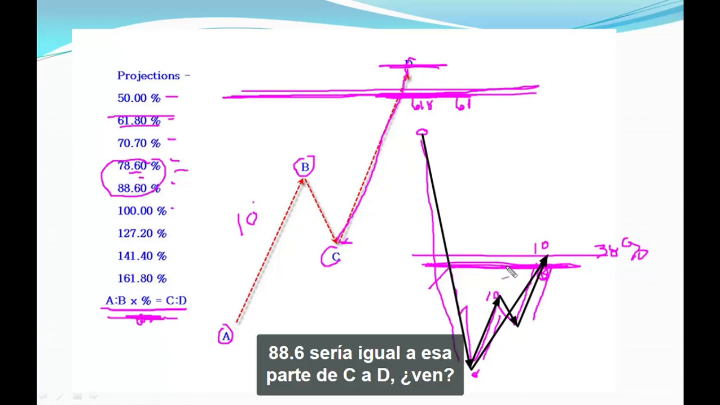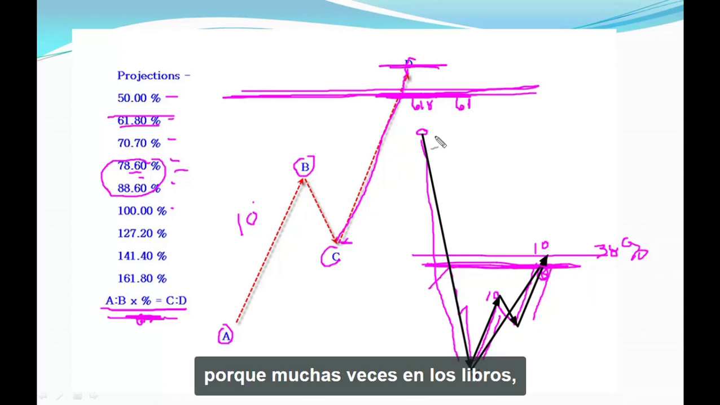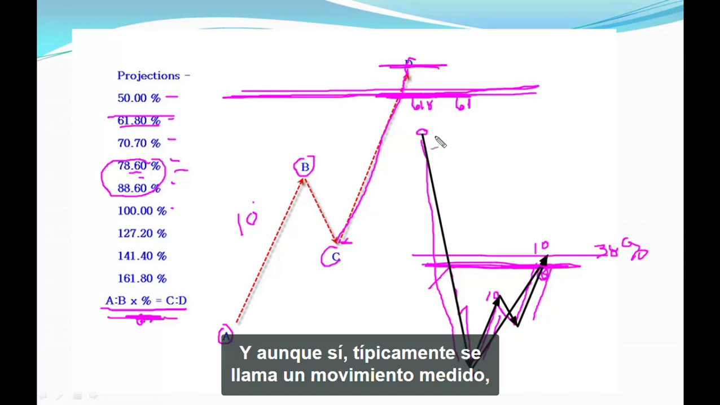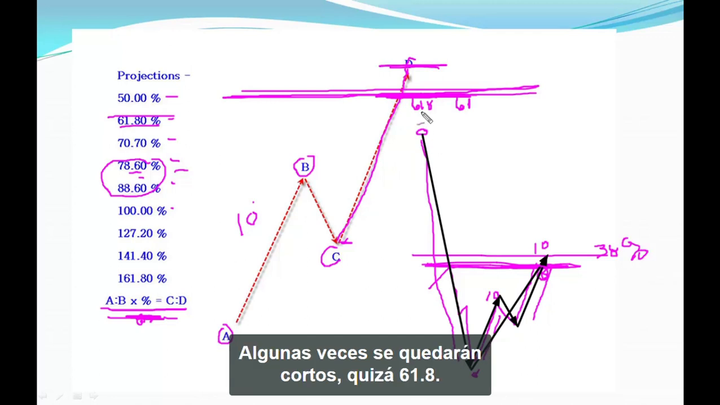You see? So you want to be careful when you're looking at this, because a lot of times in books or out there in the marketplace, people call that a measured move. And although, yes, typically it's called a measured move, it's not really a measured move all the time. Sometimes it'll fall short, maybe a 618.